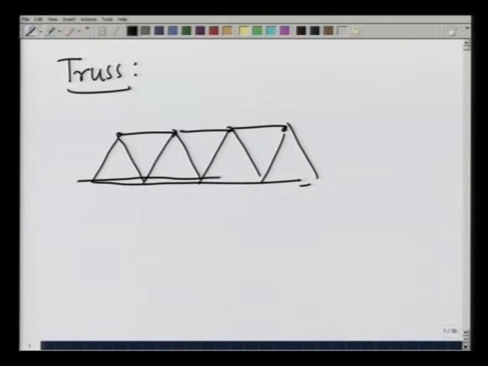and here is the road. This structure helps to distribute whatever load there is on the road and takes it to the sides here. This is known as a truss, and in this lecture we wish to analyze the trusses using equilibrium of forces that we have learnt earlier.